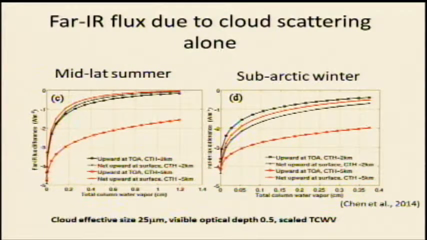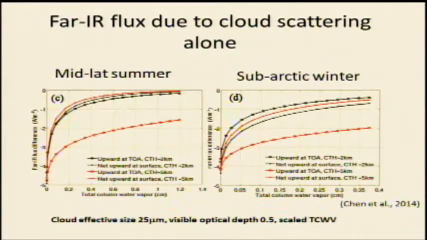You can see for the mid-latitude summer profile, when you have an abundance of water vapor, the total column of water vapor in the mid-latitude is normally about 2 centimeters. You don't need 2 centimeters, even just 1.2 centimeters, and this flux difference is already almost zero. Only when you put the cloud very, very high, in this case 5 kilometers, is the flux difference noticeable, at around 1 watt per square meter.